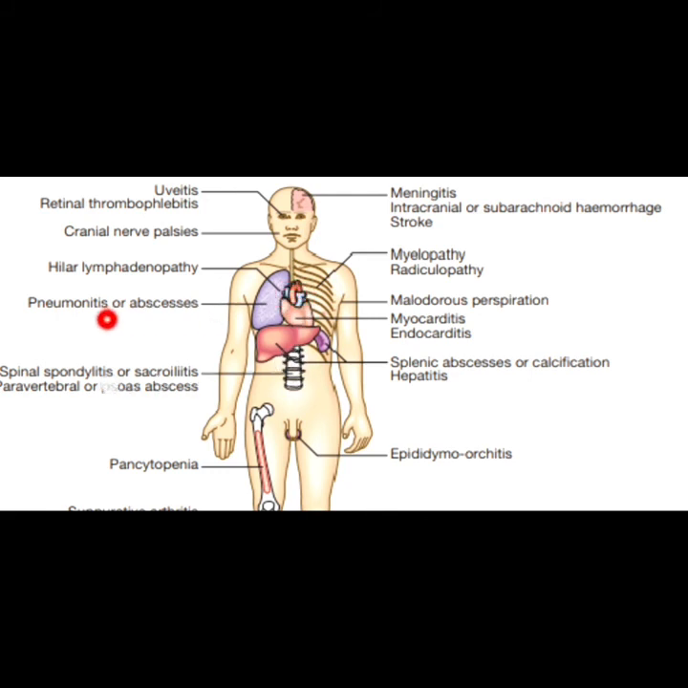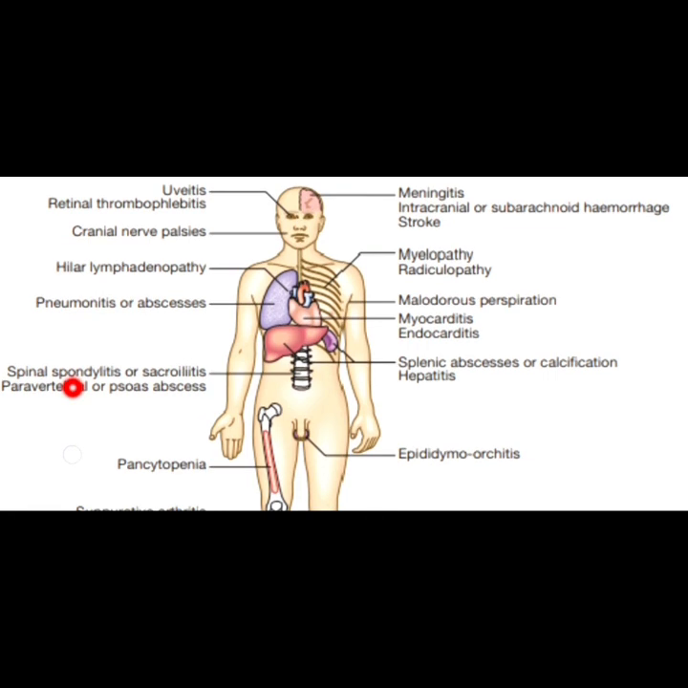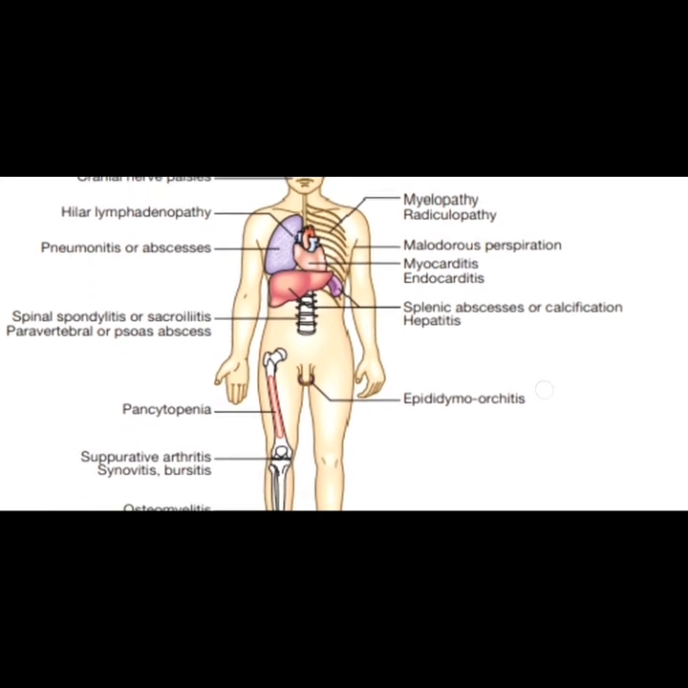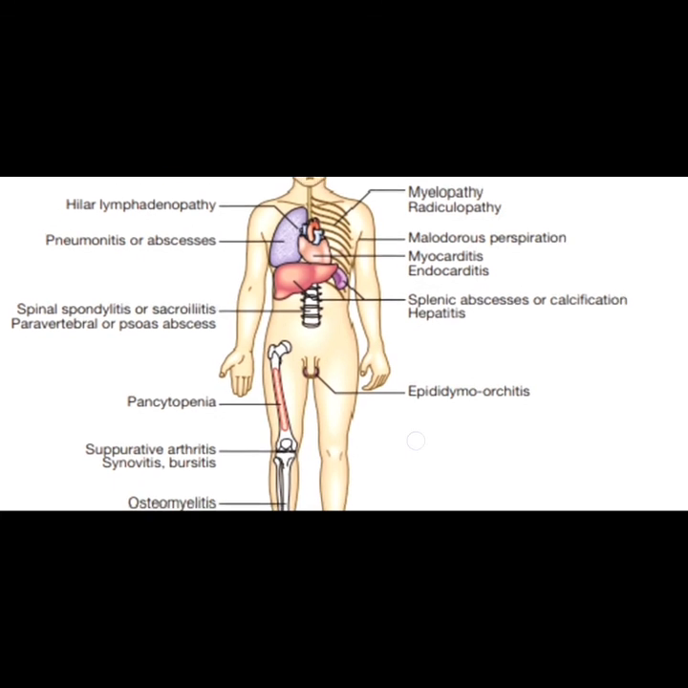It may cause pneumonia or abscesses in the lung. It also may cause myelopathy and radiculopathy. It may cause also myocarditis and endocarditis in the heart, and may affect the hepatobiliary system with splenic abscesses and calcification, and hepatitis also. It may cause spinal spondylitis, sacroiliitis, psoas abscesses, and may affect also the testes, giving rise to epididymoarthritis.